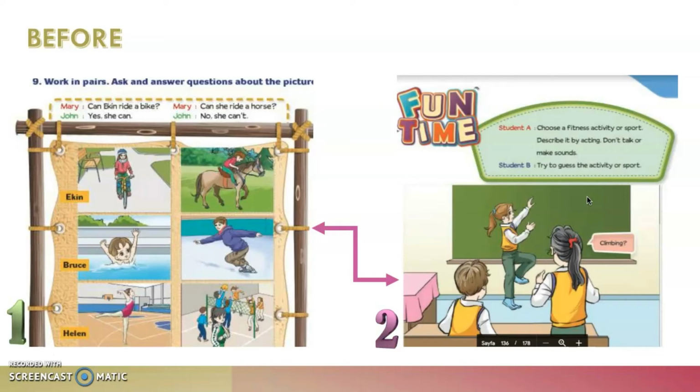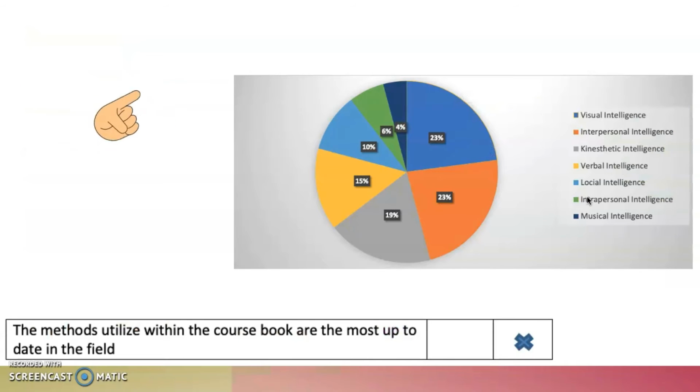Also, when we look at the students' multiple intelligence types, we see the majority of the students have interpersonal intelligence and kinesthetic intelligence. They want to do more group work activities, and they want to be more active rather than just sit during the class. And also our coursebook evaluation results show that the methods are not most up to date because it has the same old method. So we think that we can reorder the activity.